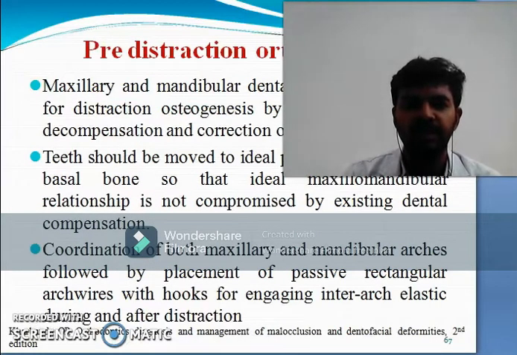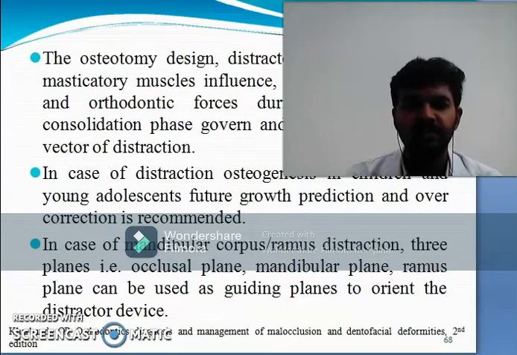In pre-distraction orthodontics, maxillary and mandibular dental arches are prepared for distraction osteogenesis by leveling and alignment, decompensation, and correction of the curve of Spee. The teeth should be moved to ideal position relative to the basal bone so that the ideal maxillomandibular relationship is not compromised by existing dental compensation. This is followed by the coordination of both maxillary and mandibular arches and the placement of a passive rectangular arch wire with hooks for engaging the intra-arch elastics during and after the distraction.